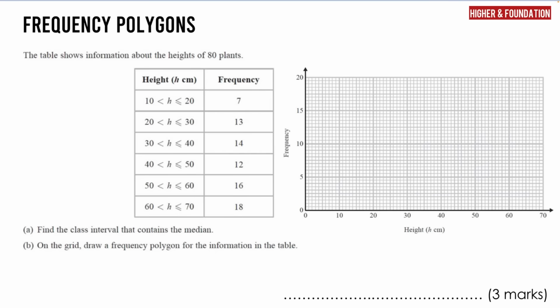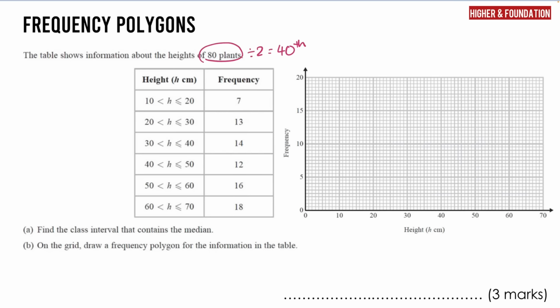Okay, so for a frequency polygon, there are a few things you could be asked about the table. This one here is asking us to find the class interval that contains the median. So for 80 plants, we're going to have a look at where that halfway point is. There are two ways to look at this, but typically we can just divide that by 2 and find where the 40th plant is. Now if we count down cumulatively.